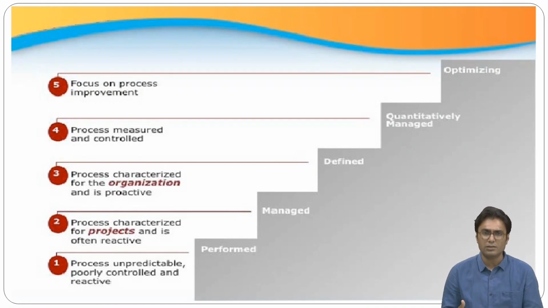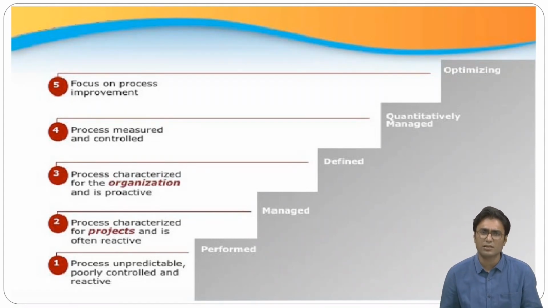In maturity level 3, defined, at this level, processes are well characterized and understood and are described in standard procedures, tools and methods. At maturity level 3, the standards, process descriptions and procedures for a project are tailored from the organization's set of standard processes to suit a particular project or organization unit. Now, the organization's set of standard processes includes the processes addressed at maturity level 2 and maturity level 3.